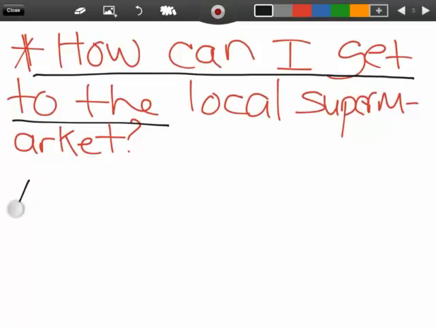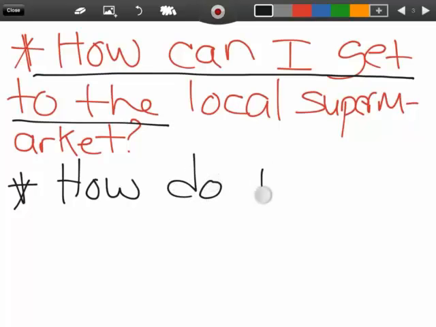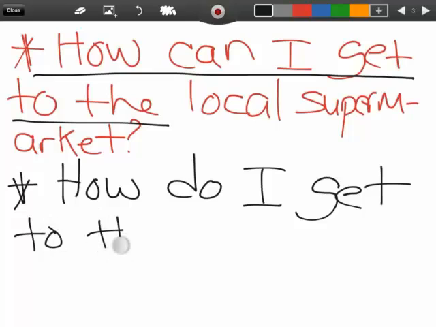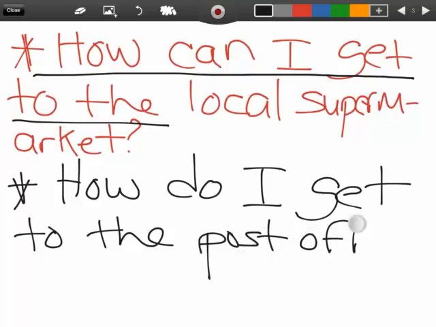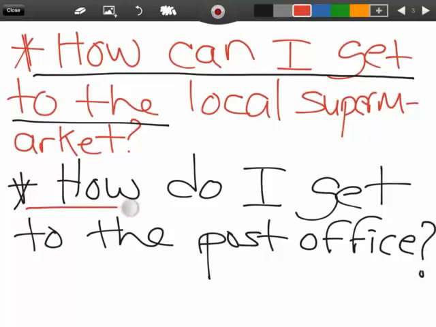Also, another question you could ask, how do I get to the post office? You could say, how do I get to the post office? Moving on to our next question.